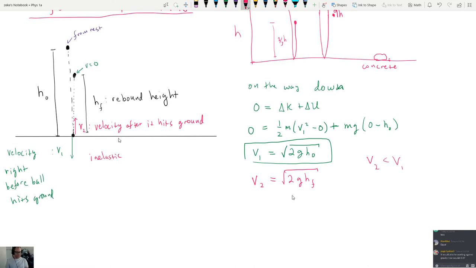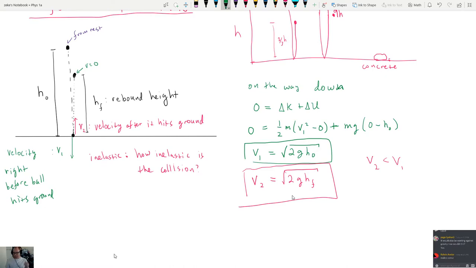Does that make sense to you all? You have any questions? So what we'd like to do is answer the question, how inelastic is it? How inelastic is the collision? And that's what coefficient of restitution is going to do for us. So the way that we're going to do that is we're going to say that the ratio of the square root of these heights is going to be related to the coefficient of restitution.